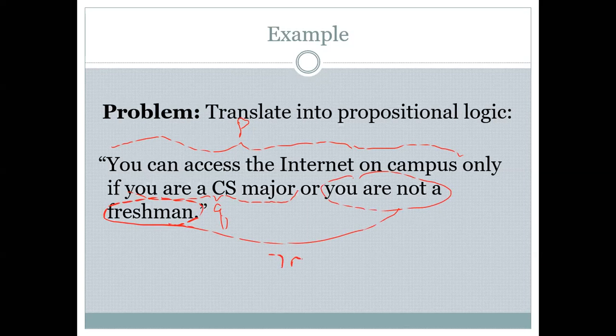You said P biconditional, but it doesn't say if and only if. It just says only if, right? So what's it going to be? Right, so it's going to be P implies Q. I'm just sort of nervous right now, so I'm going to put parentheses around this stuff. P implies Q or what? You can access the internet on campus only if you're a CS major or... Would this be R because you already have the not in there? Yeah, or not R.